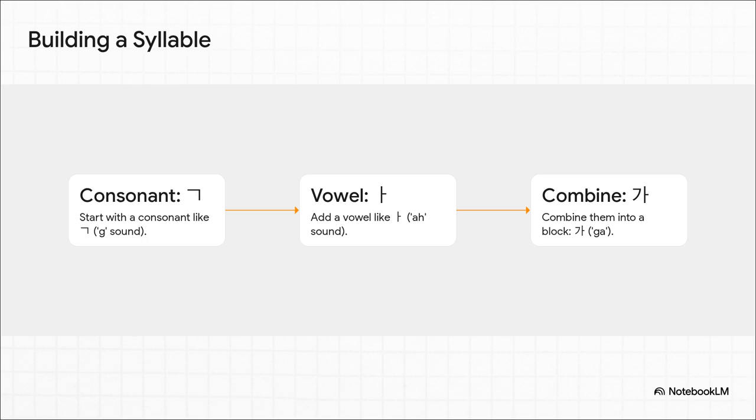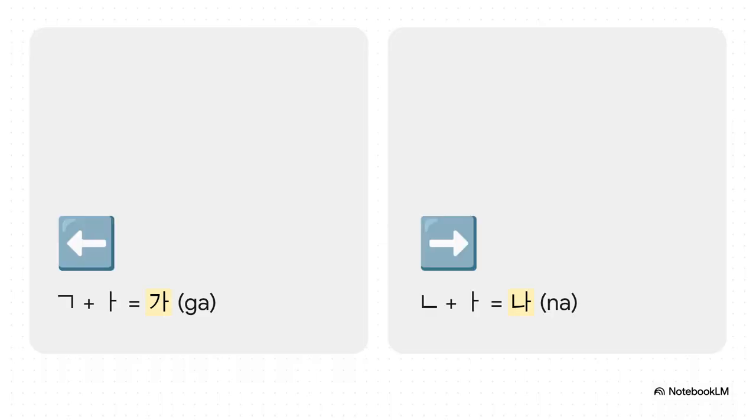Let's take our consonant giok, the G sound. Now let's add our vowel ah, the ah sound. When we combine them, they form this block, ga, and it sounds exactly how you'd expect. Ga plus ah makes ga. See? It's that logical. And just like that, you can already read both of these.